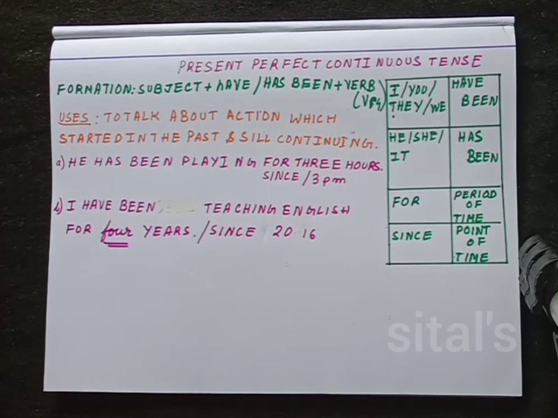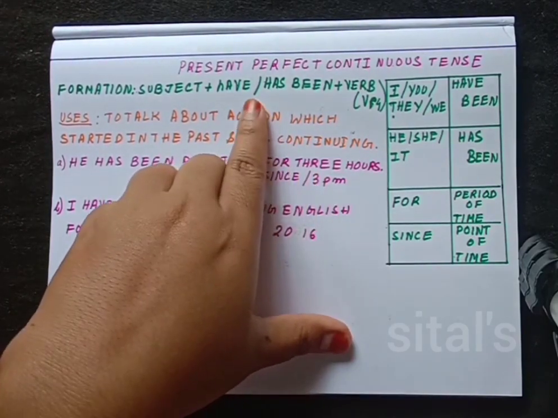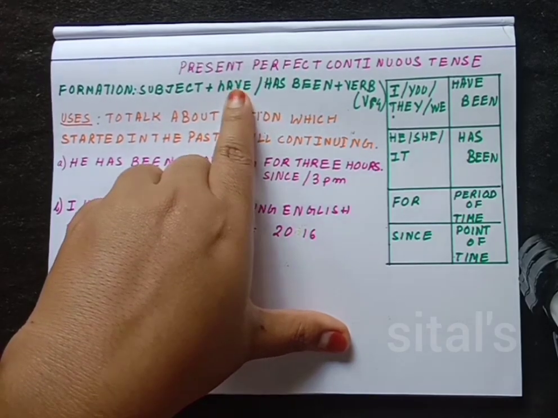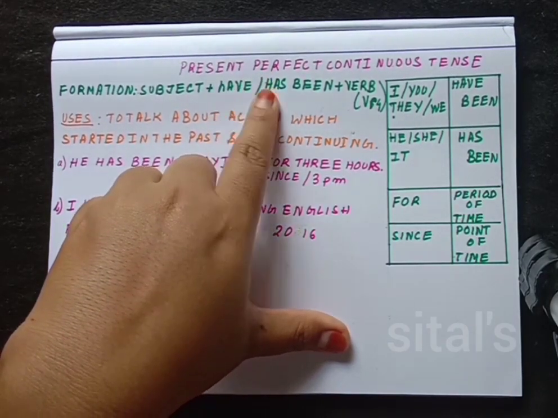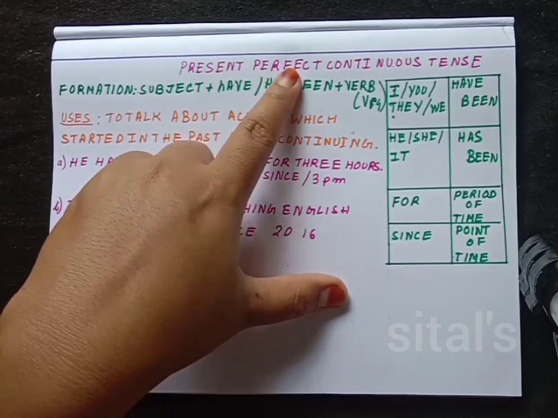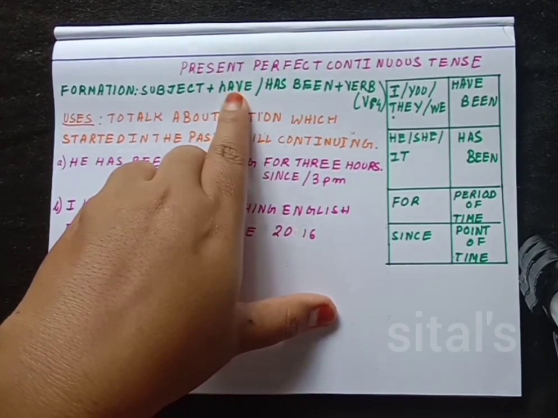Okay, the present perfect continuous tense. In the present perfect continuous tense, you see the action has to be perfect. So in perfect tense, what do we use in present perfect? Which helping verb did we use? Have and has, right? So because it is perfect, present perfect, we will have to use has and have.